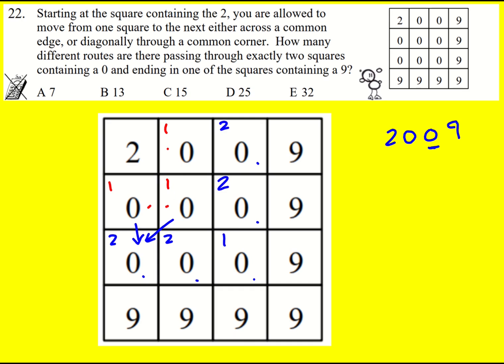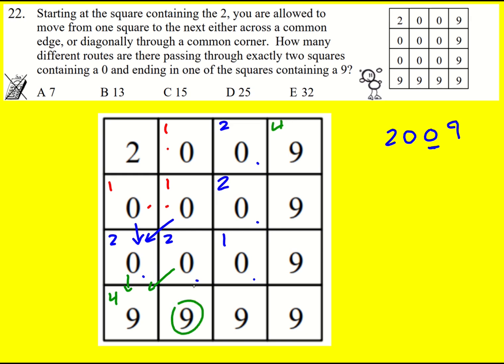So the ones in red are after one move, the ones in blue are after two moves, and I'm just systematically collecting the number of ways that I can get to each set, which takes me to the nines. So to get to this 9, I can either get from here or from here, but because there were two ways to get to this 0, two ways to get to this 0, it's actually going to be four ways. And by symmetry, it's going to be 4 up here.